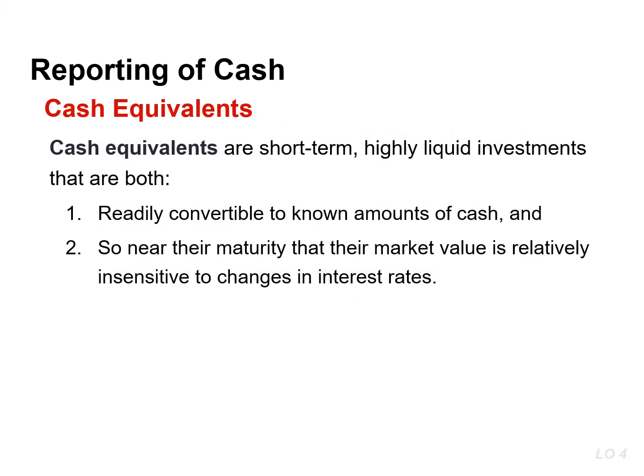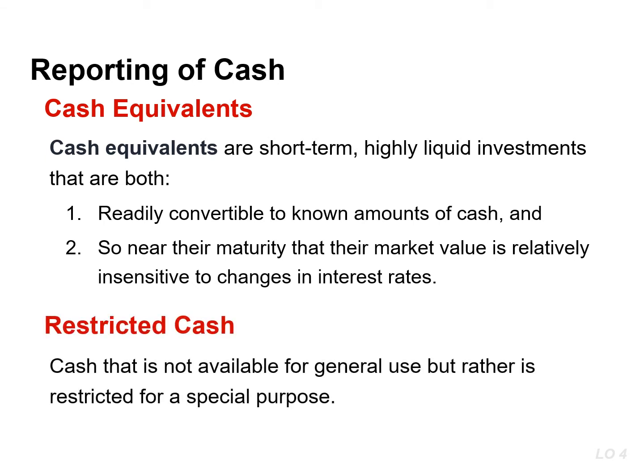When reporting cash, many companies use cash and cash equivalents. Cash equivalents are short-term, highly liquid investments that are both readily convertible to cash and so near their maturity that their market value is relatively insensitive to changes in the interest rate. Generally, only investments with maturities of 3 months or less qualify under this definition. Examples of cash equivalents are treasury bills and money market funds.